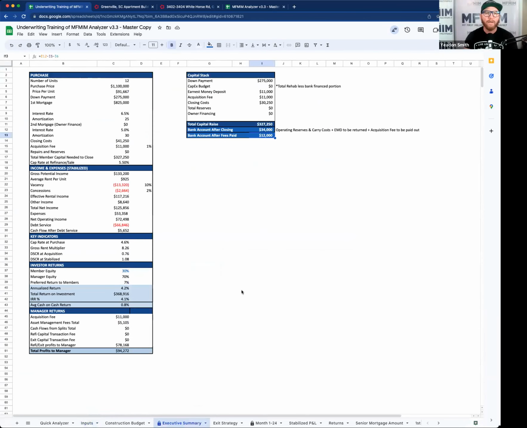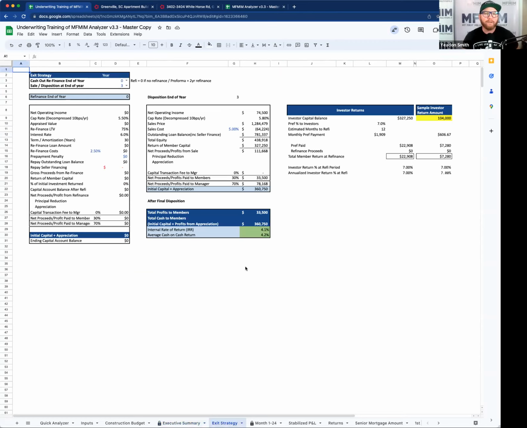In the executive summary, this tells us how much cash we actually need to get to the closing table, right? We got to have the down payment. We got to have the earnest money deposit. We're paying out the acquisition fee, closing costs, $327,250. Of that, we have $34,000 that we don't spend, but we have to reimburse whoever put down the earnest money. We have to pay out the acquisition fee to the team. So we're left with $12,000 in the bank once we close.